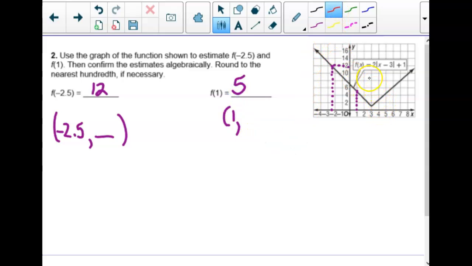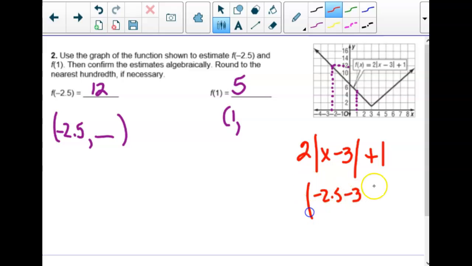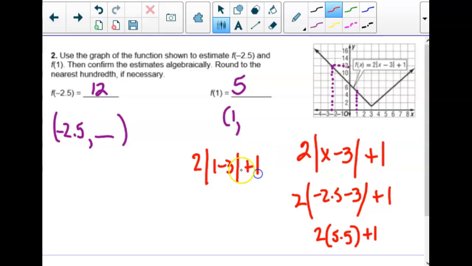It does say confirm algebraically, so we're supposed to put them in here. Real fast, if we put in a negative 2.5, that would be negative 5.5. Absolute value would make it positive 5.5. That would be 11 plus 1 is 12, so that one works. If we did this one algebraically, we put in a 1. This would be negative 2. Absolute value would make it positive 2, so 2 times 2 plus 1 would be 5. Questions?